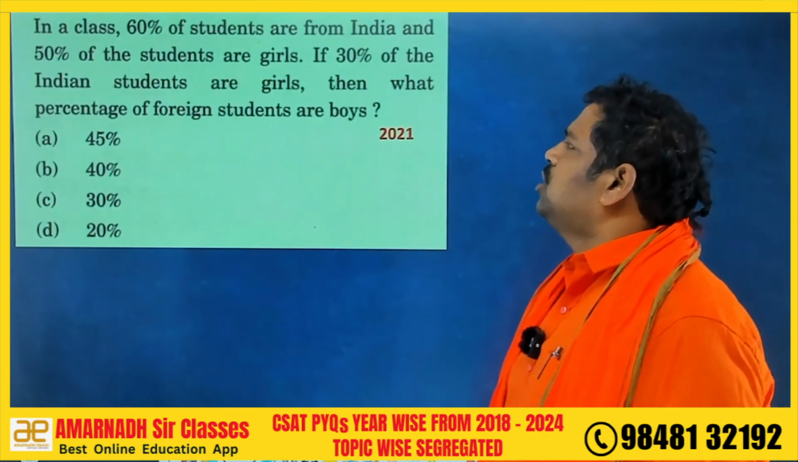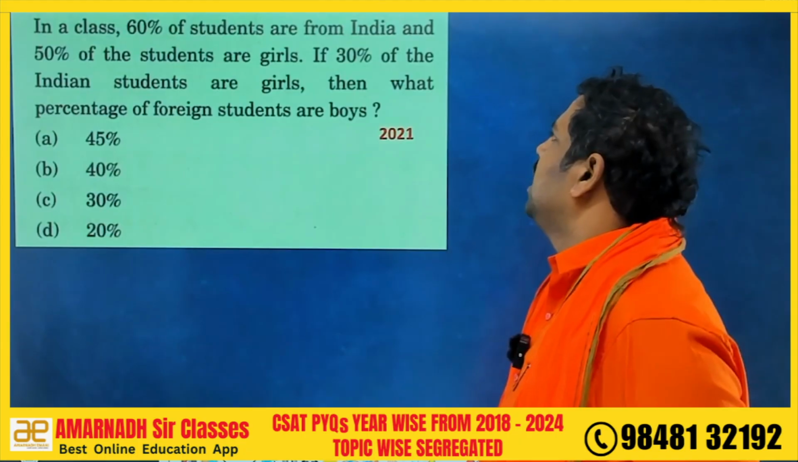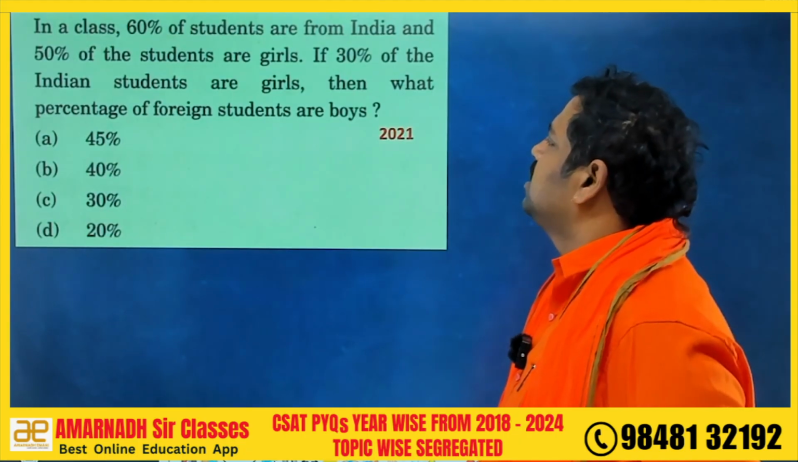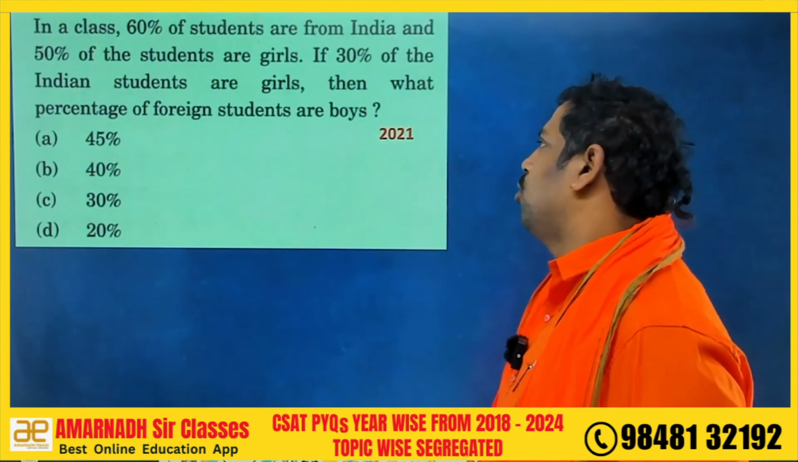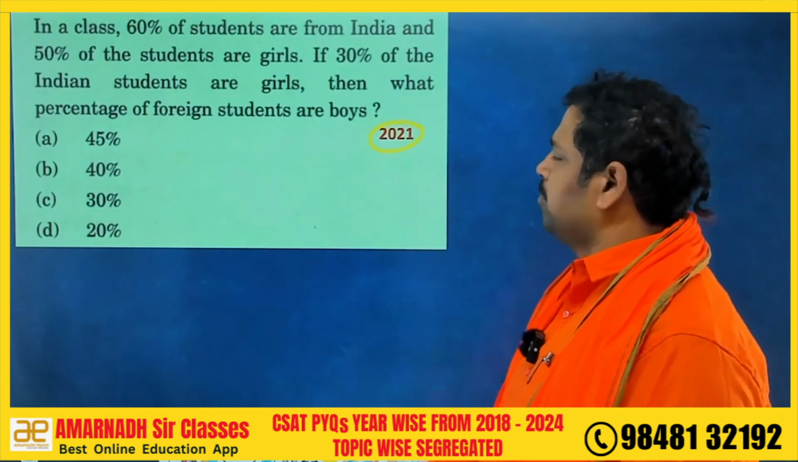In a class, 60% of the students are from India and 50% of the students are girls. If 30% of the Indian students are girls, then what percentage of the foreign students are boys? This is a question given in CSAT 2021.